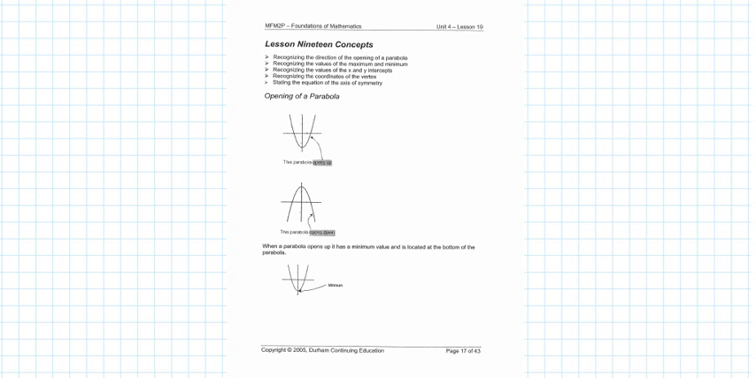So in this lesson, we're going to look at the direction of opening of a parabola. So when does it open down and when does it open up? We're going to look at the values for the maximum and minimum. We're going to look at the values of x and y intercept, and then the coordinates of the vertex, and stating the equation of the axis of symmetry.